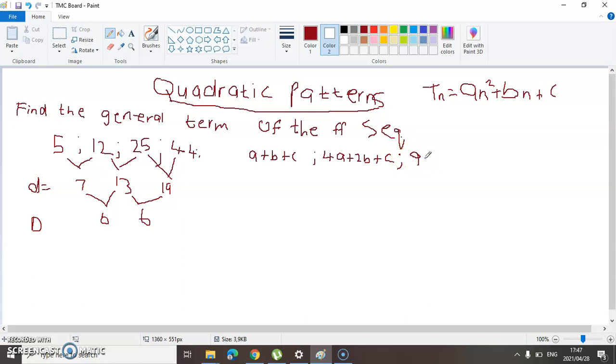9A. Guys, you must check all of these terms so that you can prove this. I'm not talking nonsense. So you get 9A plus 3B plus C. And then you can continue, and you can even get 16A. This is the fourth term.